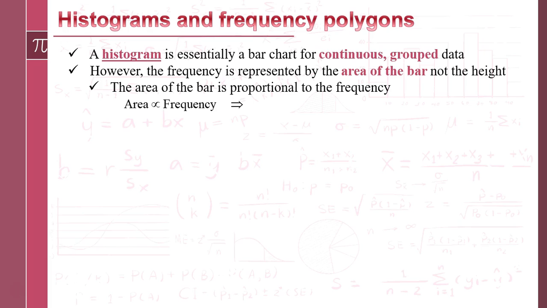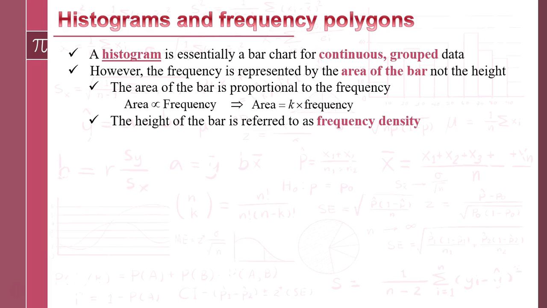And from studying proportionality at GCSE, we can write that the area is k times the frequency. Now, that's the technical definition, but I've got to be honest, that bit does overcomplicate it a little bit, and the more we go through this video, you'll see what I mean. Bottom line is that the height of the bar, in the case of histograms, is referred to as frequency density. And again, that's hopefully a term you're familiar with from GCSE.